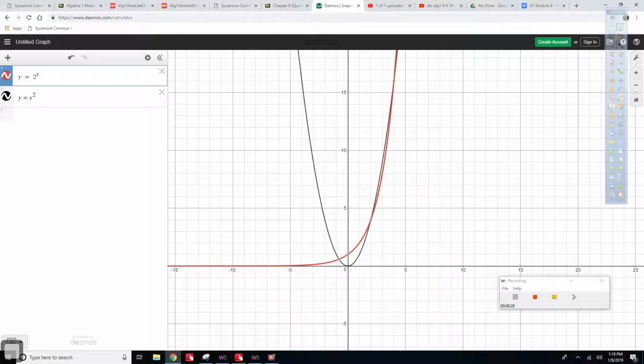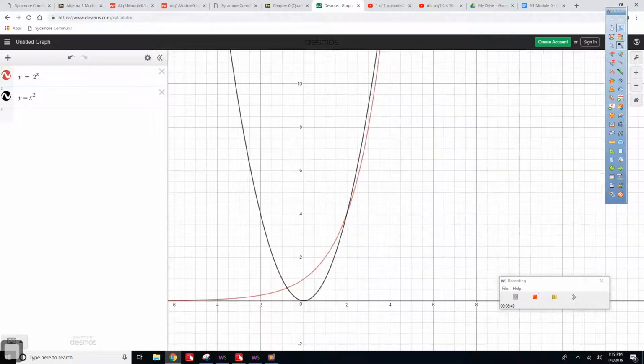The tortoise is the red one. It gets the head start. So between 0 and 2, the tortoise traveled 4 minus 1. It traveled 3 meters. Can you see that? I can't. I don't think.